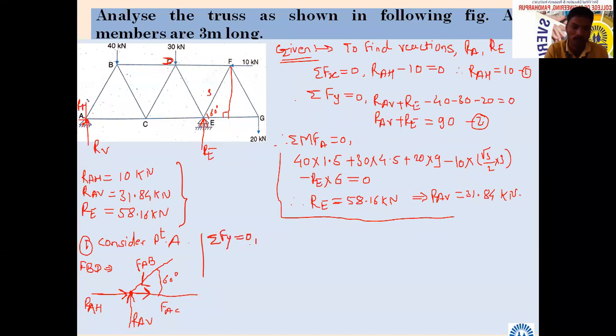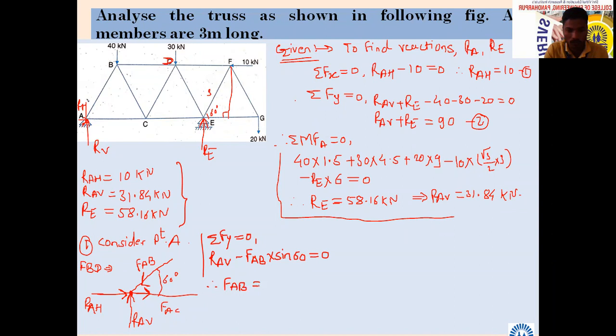Who will tell me this equation? RAV, is it going upward? So it will be positive. It is going upward, RAV, the vertical component of reaction. Minus FAB sin 60 plus 31.84 is equal to 0. Minus FAB sin 60, yes, we are considering the y component, so it should be sin 60, equal to 0. From this you will get FAB.